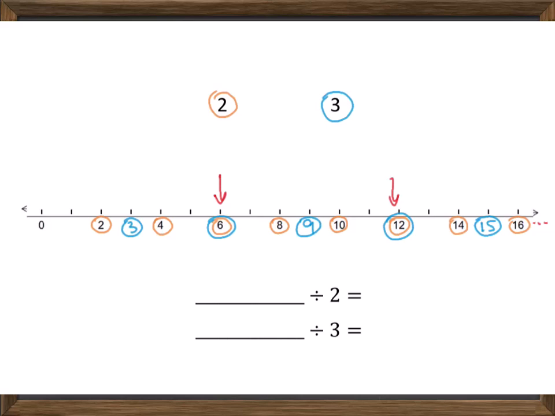Okay, so another way to understand what we're looking for is we're looking for a number that when we divide it by 2 gives us a whole number. So 6 divided by 2 is 3. 3 is a whole number. Also, 6 divided by 3 is 2. 2 is also a whole number. So this fits the bill. 6 is the smallest number that is evenly divisible by both 2 and 3. So we say that 6 is the least common multiple of these two numbers.